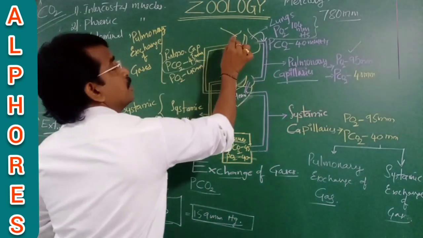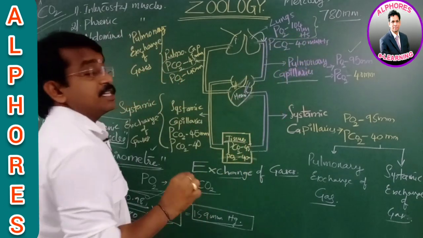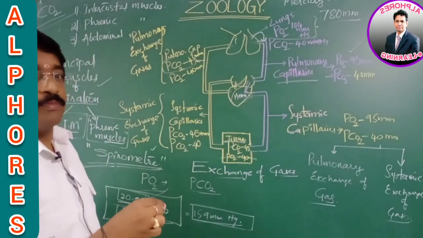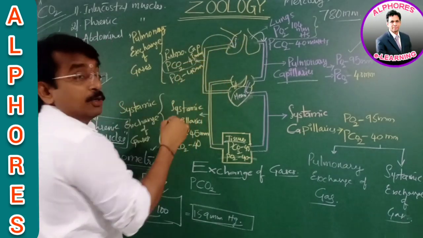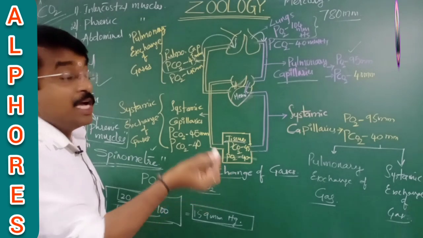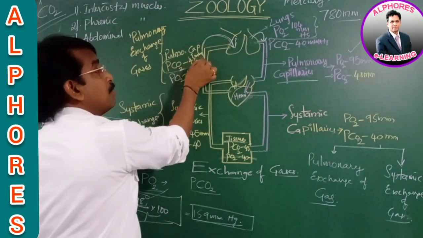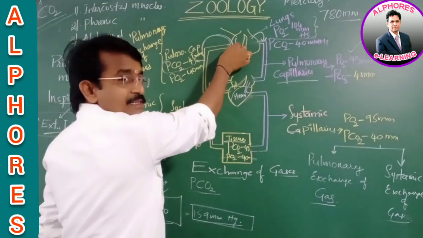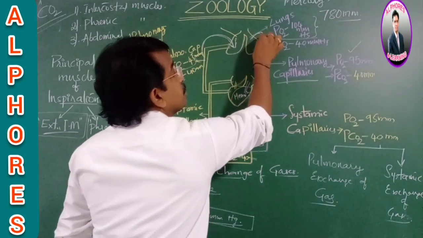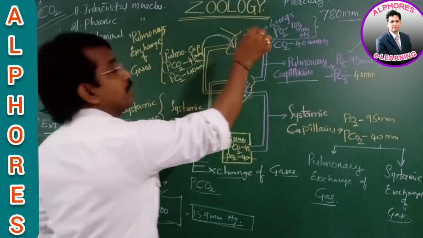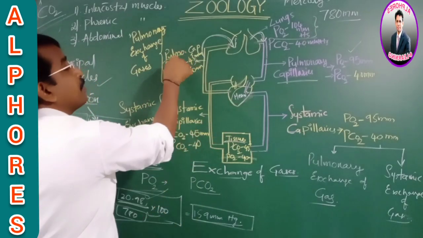And the partial pressure of carbon dioxide at lungs is 40 mmHg, and here 45. So gases diffuse from high to low, so 45 to 40. So carbon dioxide diffuses from the pulmonary capillary into lungs due to the difference in the concentration. The same way, oxygen from lungs into the pulmonary capillary, 104 to 95, and CO2 45 to 40.